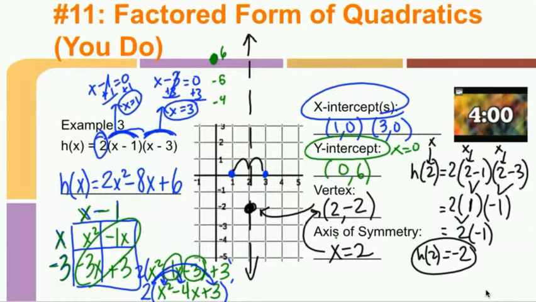So now I've got this y-intercept, this x-intercept, this vertex, and this x-intercept right here. So now I can go down and back up and draw that shape of my parabola.